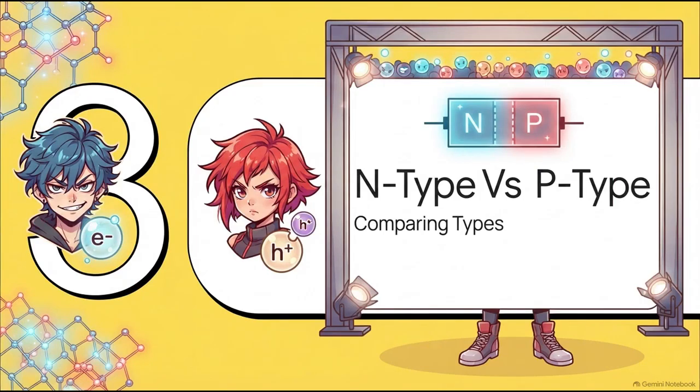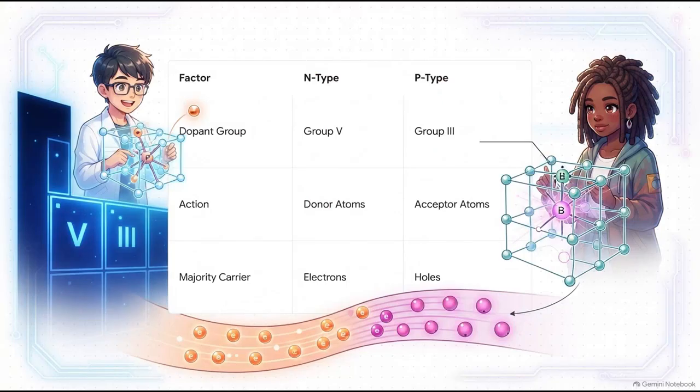Which brings us to Section 3, N-type vs P-type. This is where our two main characters enter the stage and the semiconductor story really gets going. If you look at the periodic table, there's this perfect, almost poetic symmetry between these two types. N-types use group 5 elements to act as donors, providing us with extra negative electrons. P-types, on the other hand, use group 3 elements to act as acceptors, creating positive charge carriers that we simply call holes.